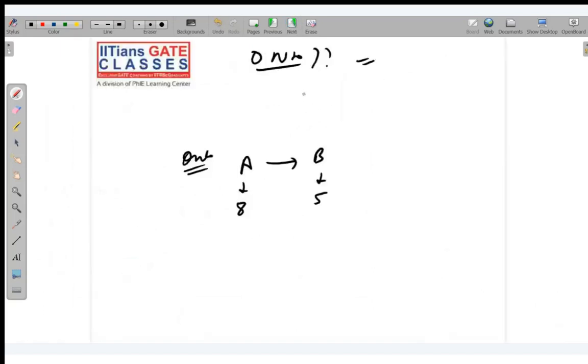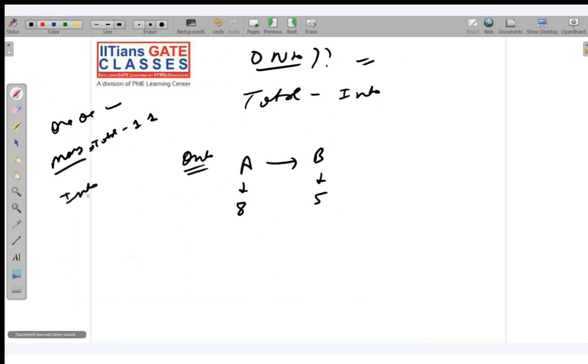Okay, so next is onto. Onto is very easy: total minus into. Onto means which is not into, so total minus into. Try to remember, one-one finding is easy, but many-one is difficult, so many-one will be total minus one-one. Similarly, into is easy, and I have given you the into formula. Onto is difficult, so for onto we will say total minus into. The formula I have given you, so we can put that in and get the answer.